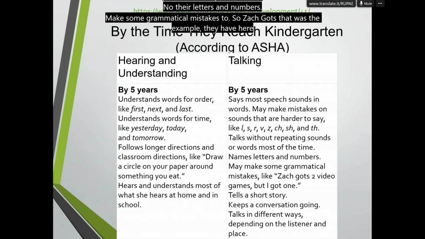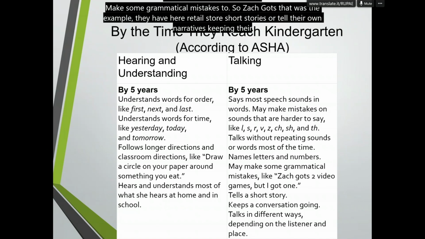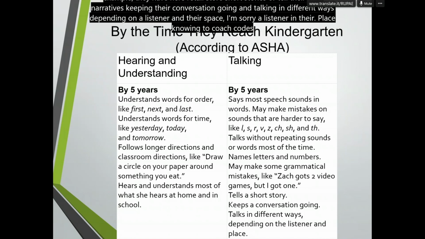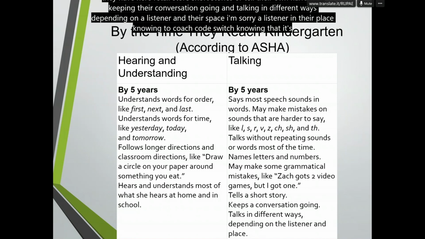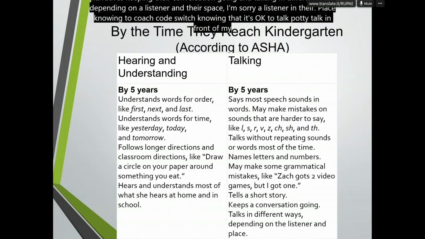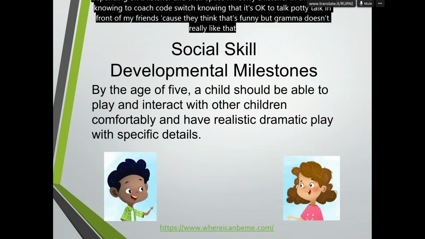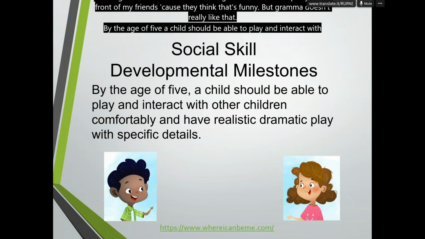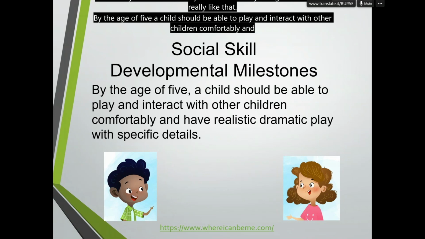Retell short stories or tell their own narratives, keeping their conversation going and talking in different ways depending on a listener and place, knowing to code switch, knowing that it's okay to talk potty talk in front of my friends because they think that's funny, but grandma doesn't really like that. By the age of 5, a child should be able to play and interact with other children comfortably and have realistic dramatic play.